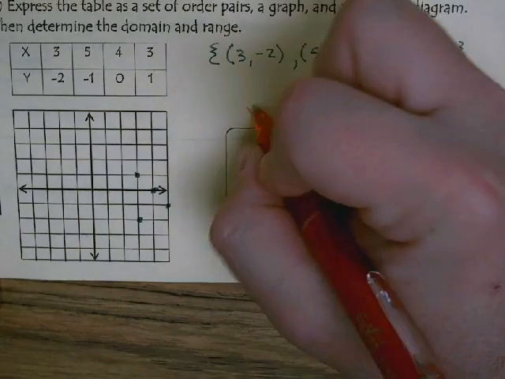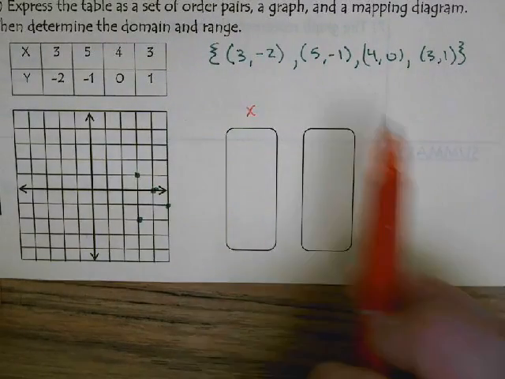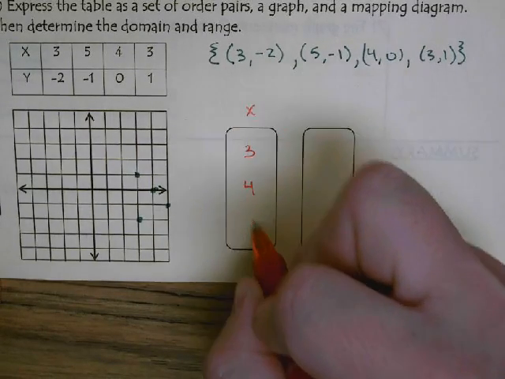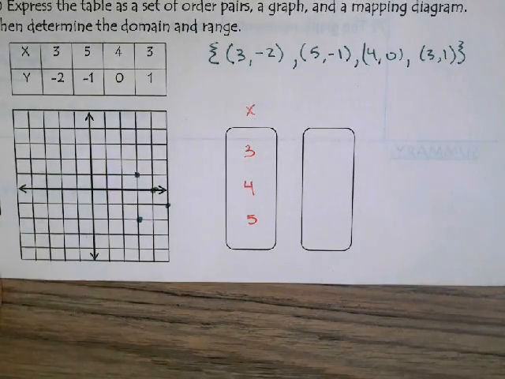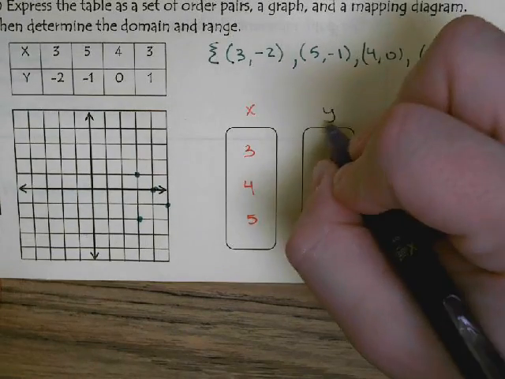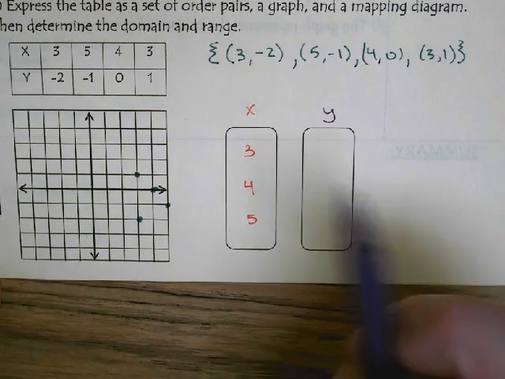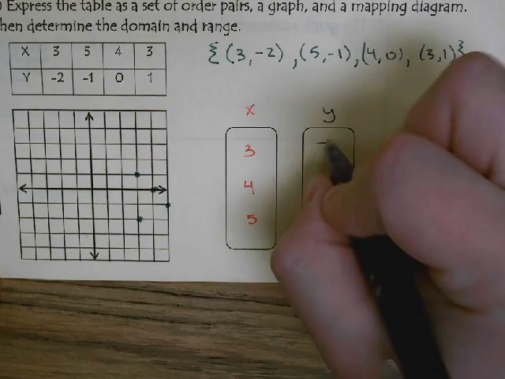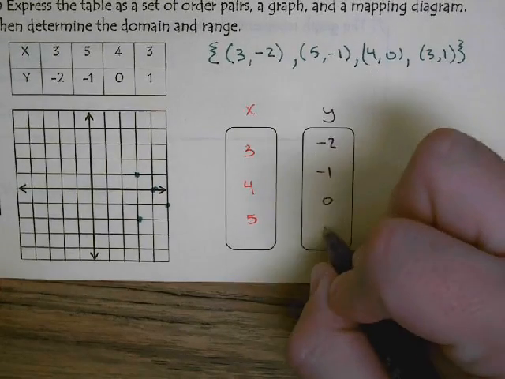So we list all our x's and all our y's in numerical order. So I have 3, 4, 5. So we'll do it in that order: 3, 4, 5. Then I'll list my y's in numerical order: -2, -1, 0, 1.